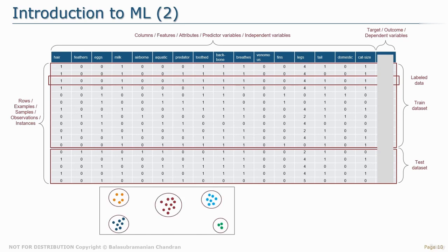However, we may not know what these groups represent: cheetah, tiger, bear, chicken, boar, we have no idea. This type of grouping is called clustering. The type of ML that deals with labeled data is called supervised learning. The type of ML that deals with unlabeled data is called unsupervised learning.